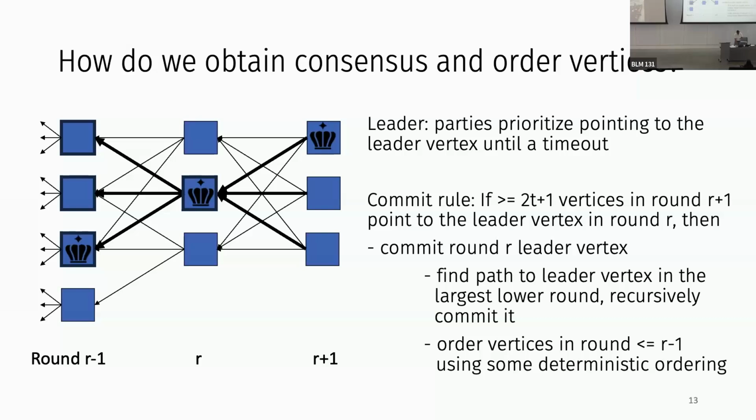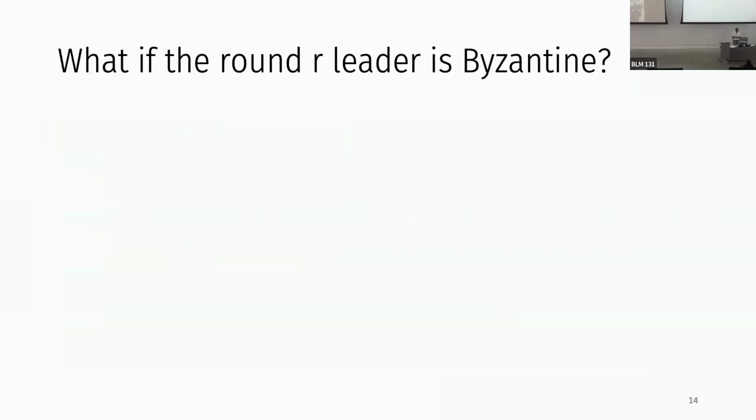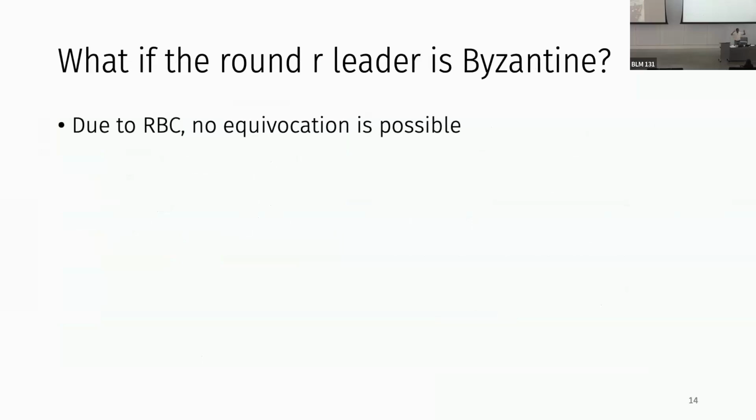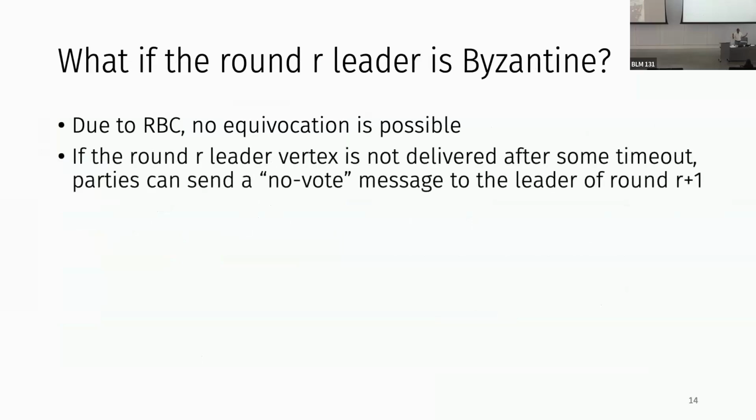There's just one step that I haven't mentioned. So you prioritize pointing to the leader vertex. What if the round R leader is Byzantine? We know that because we are using reliable broadcast, it cannot equivocate. But what it can do is, it can feign a crash. It can ensure that you do not receive this delivered block at all. Perhaps no one receives it.